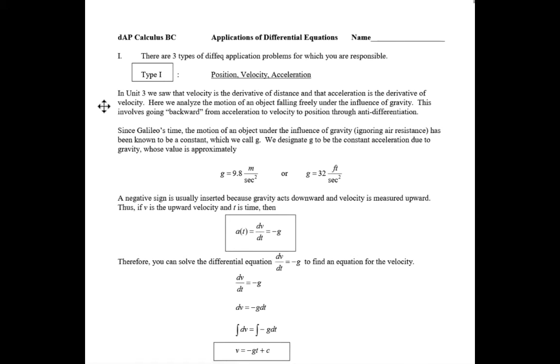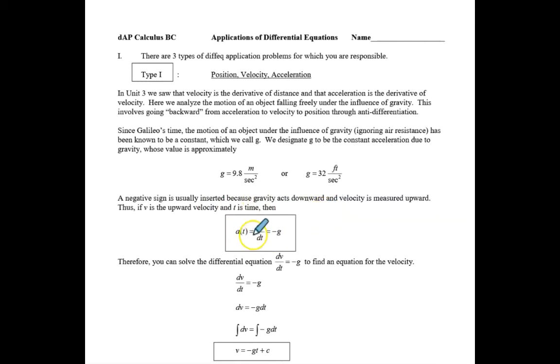And of course, we're going to ignore air resistance in these problems because they're very simple in the scheme of the world. So we're going to call gravity g, and we designate g to be the constant acceleration due to gravity. And these are the 2 values we use here in calculus. So g equals 9.8 meters per second squared. And then of course, if I'm in feet, I'm going to have 32 feet per second squared. But we typically put a negative sign in front of gravity because gravity is a downward force.